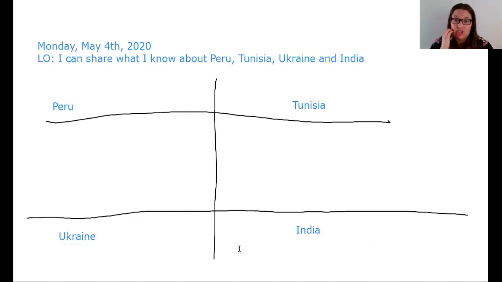So in each section, you are going to just write what you know, what you remember about it. So maybe you're going to write that Peru is in South America.